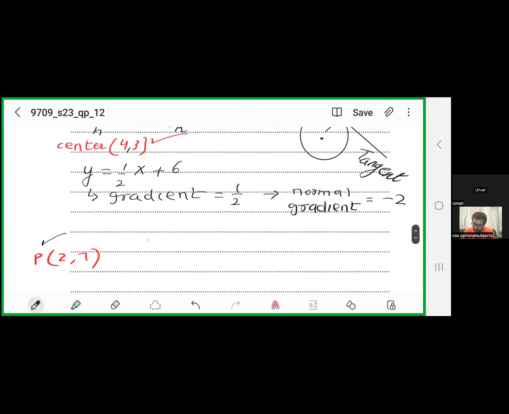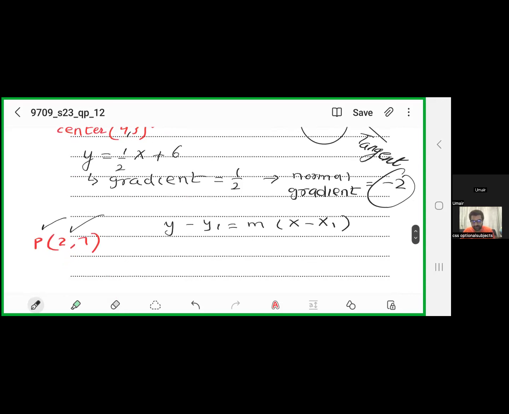Now find the equation of the normal. The normal is passing through this point and the gradient is this one. So y minus y1 is equal to m, this is the standard equation to find the equation of any line. Y minus y1, the point where the normal is passing, is equal to m, which is -2, times x minus x1, which is 2. Y minus 7 is equal to -2x plus 4. So this is your equation of normal. In this way you can solve this question.